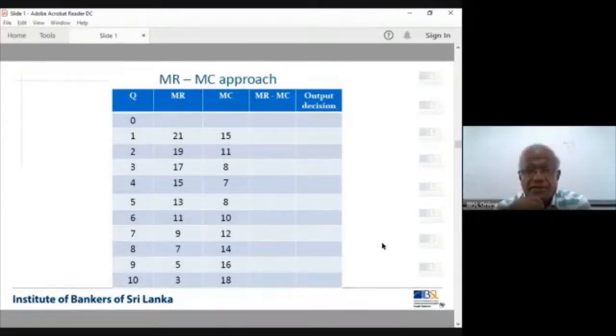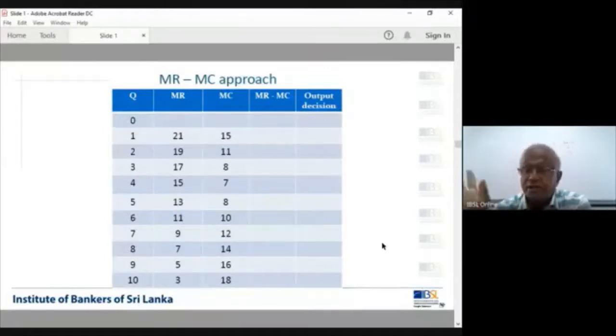Still, you are getting the profit. Increase the output to 4. Marginal profit 15 minus 7. Positive. Go to the fifth unit. Marginal profit, 13 minus 8. You advise the company to increase in this model. Sixth unit, 11 minus 10.